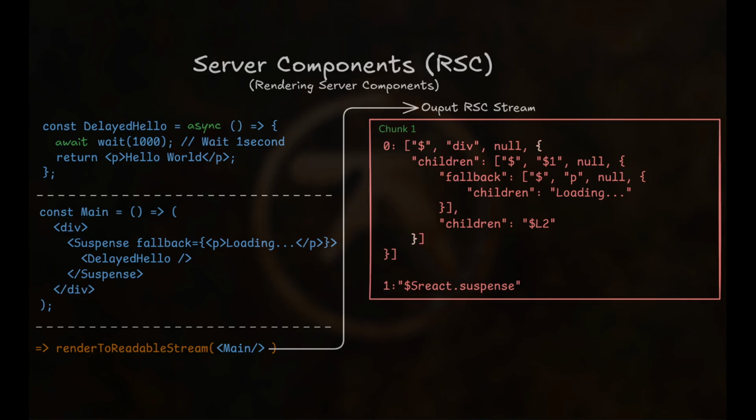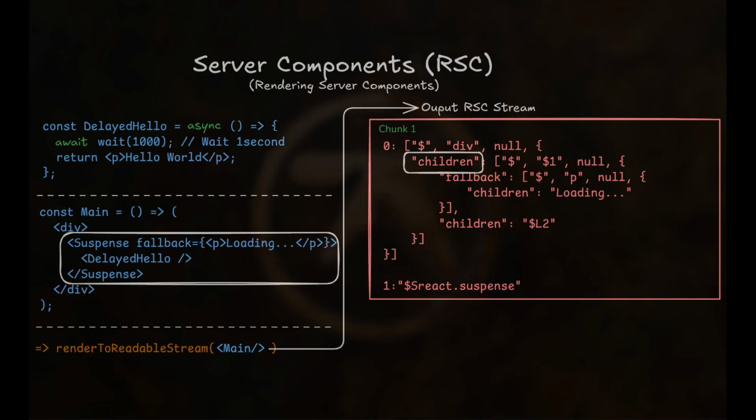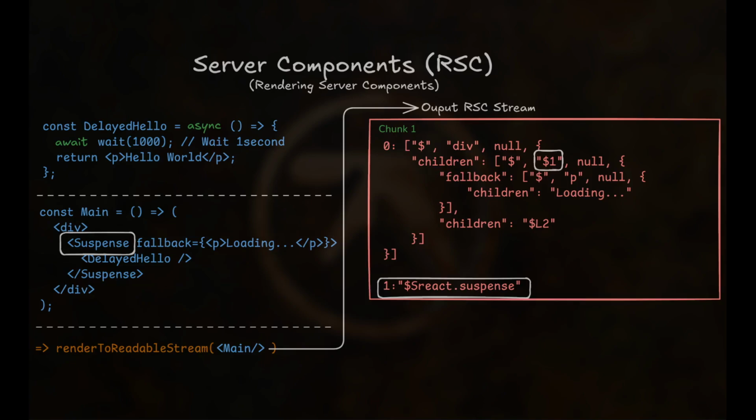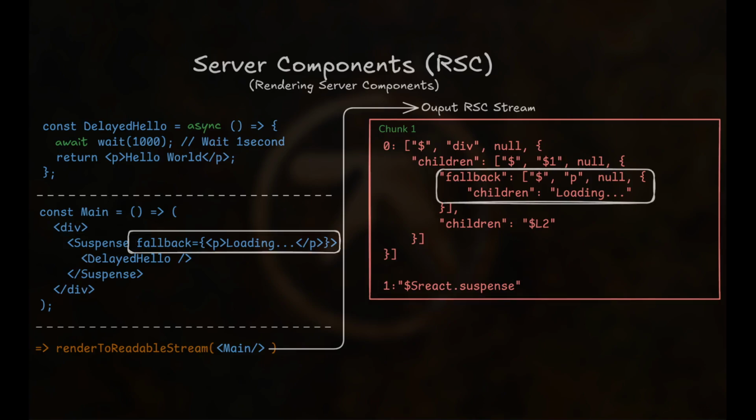In our component, div only has the children prop. So we can see the children contains a value of $1. If we look closely, $1 is pointing to React Suspense. So it seems to me that dollar signs with numbers represent references to certain values. The Suspense component props include the fallback component, which contains the paragraph element that shows the loading text.